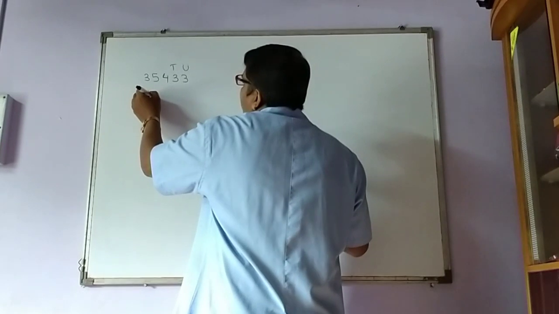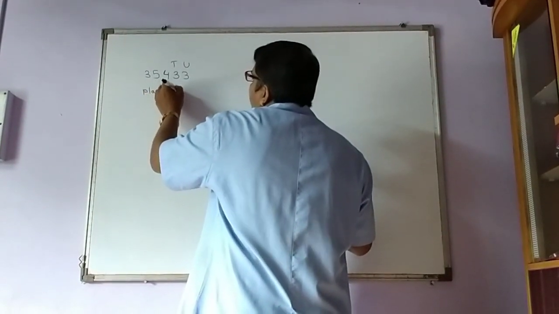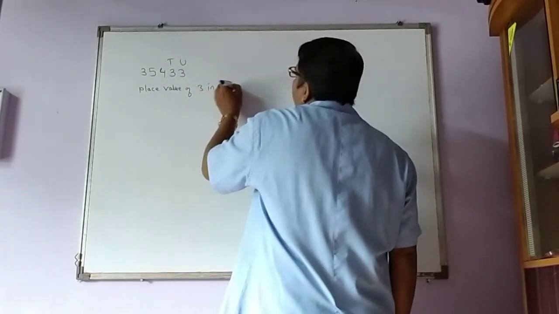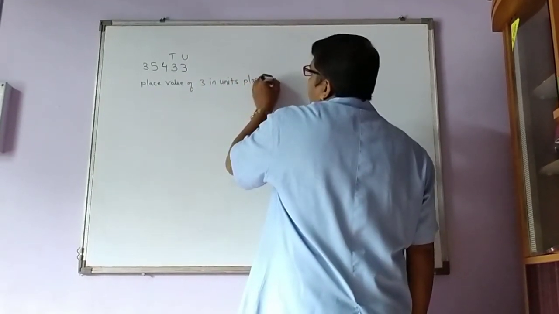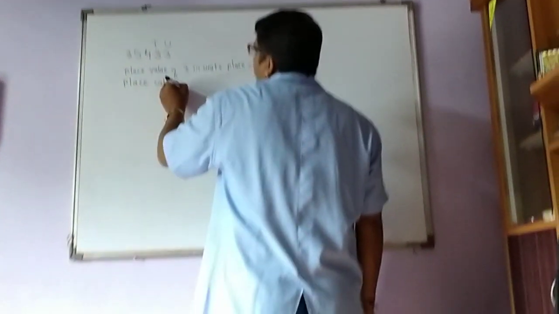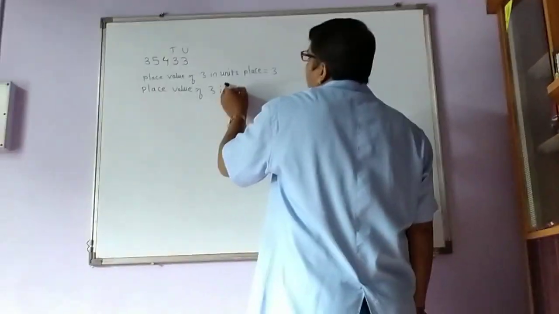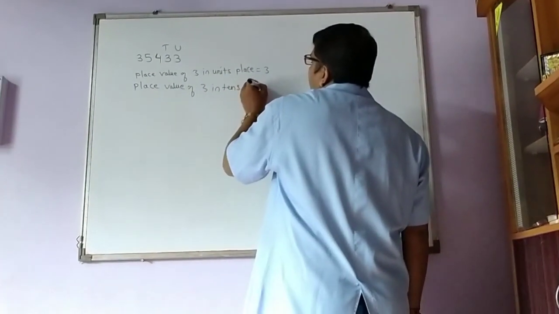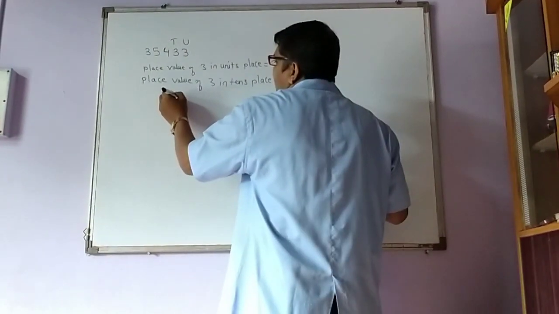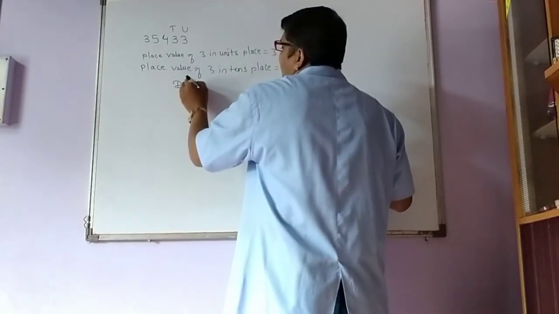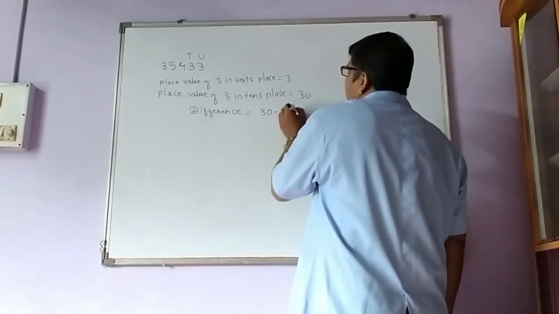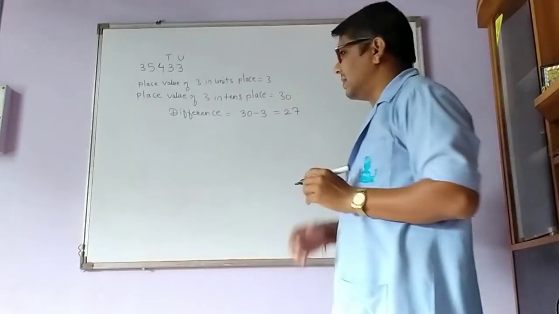Place value of 3 in units place, what is it? 3. And place value of 3 in tens place, what is it? 30. Right? So, if I find the difference, what do I get? 30 minus 3, that is 27.